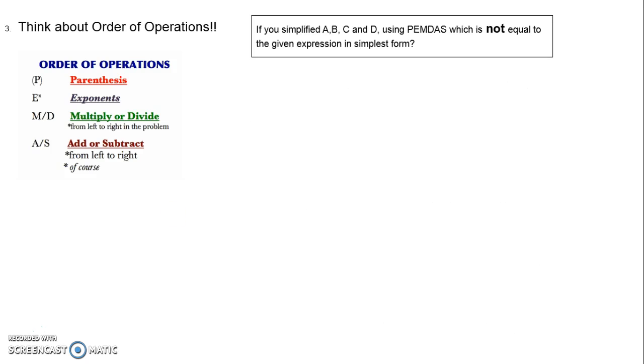Mrs. Connor gives another hint. She says, in the problem on your CR, if you go ahead and simplify your answers A, B, C, and D using the order of operations, they want the answer that is not equal to the given expression in simplest form. So you'll take your given expression, simplify that using the order of operations, simplify A, B, C, and D, and find which is not equal to the original expression.